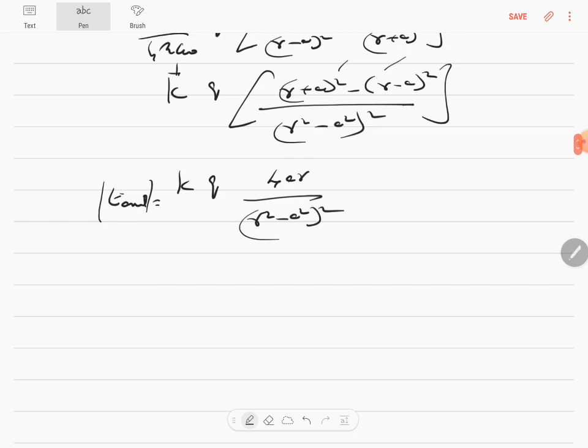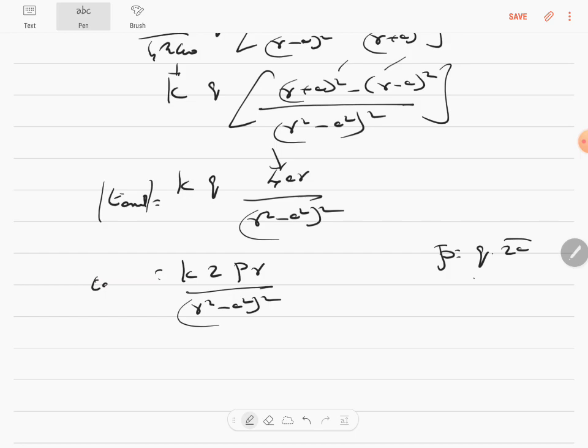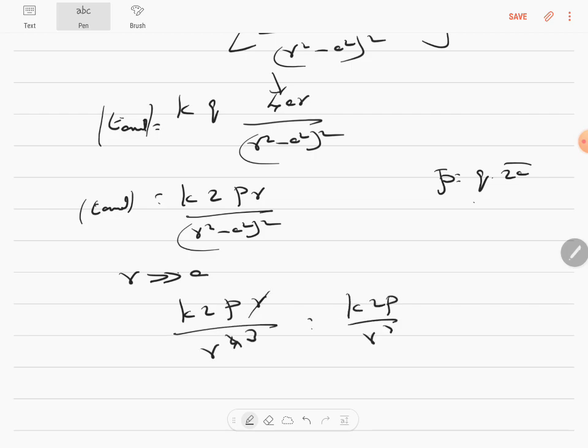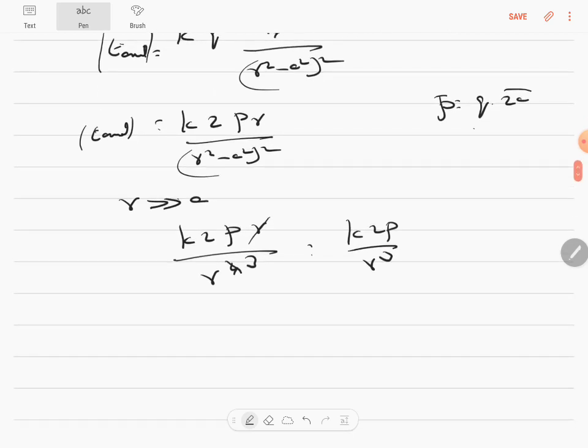But having said that, you already know the dipole moment is either of the charges into the separation 2a. So q into 2a. You have to write 4a as 2 into 2a. So it becomes k 2pr by r square minus a square the whole square, which is the axial line's electric field. Supposing a case where r is much larger than a, then you can ignore the a, and the formula becomes k2pr by r to the power 4. When this and this cancel, you get k2p by r cube. This is the value of the electric field along an axial line of a dipole, considering r is much larger than a.